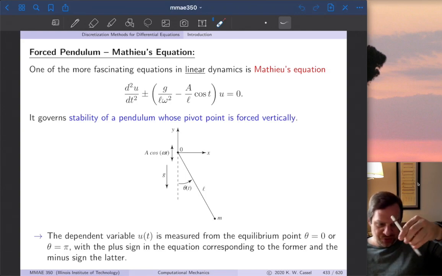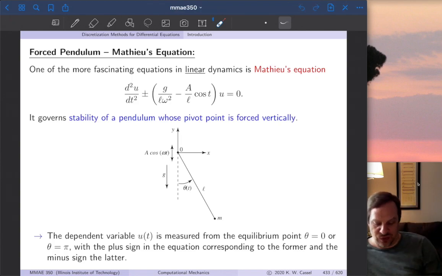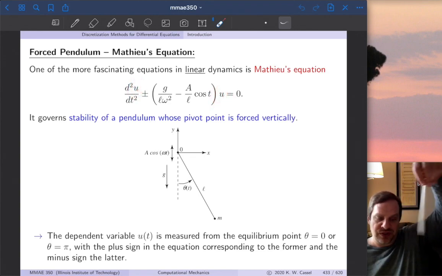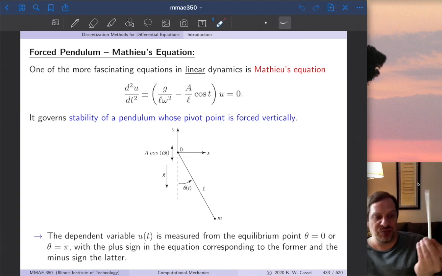So it's just a regular pendulum, but now it's being forced up and down with that forcing. And this, again, is the equation that you get if you look at the stability of such a forced pendulum. Now, the reason why I'm using U here instead of theta: theta equal to 0, we call that an equilibrium point, because if you just let a pendulum go, it could stay there for all time. But this is also an equilibrium point, theta equal to pi, sticking straight up.